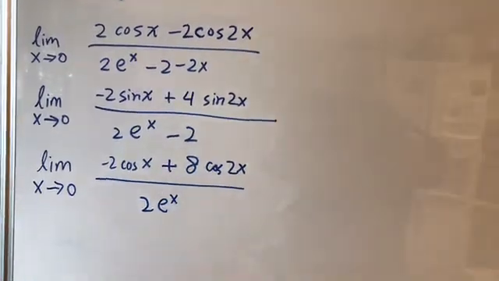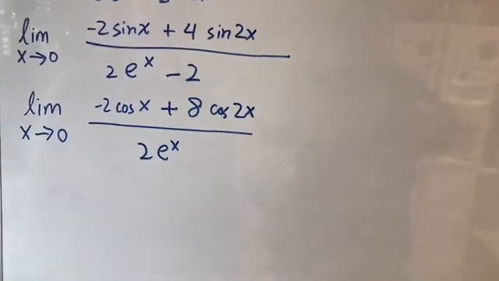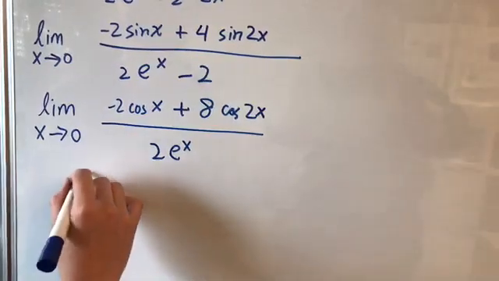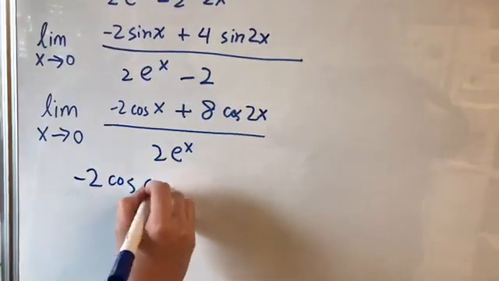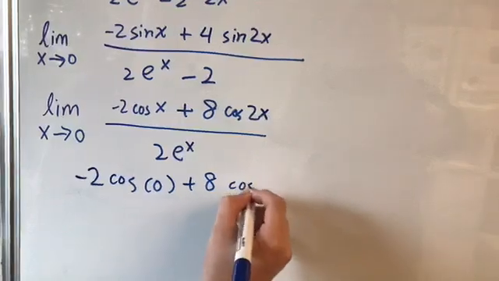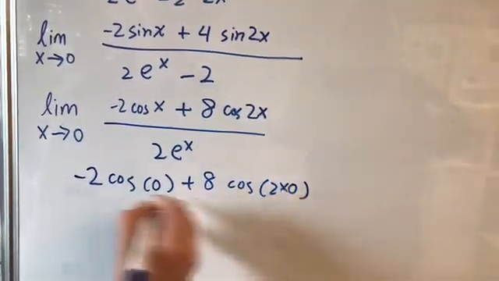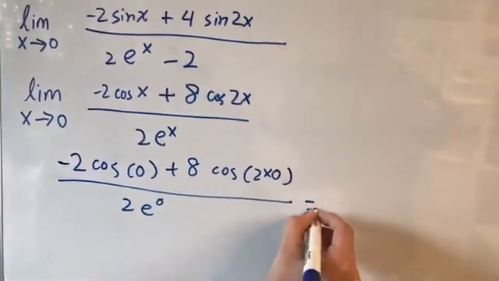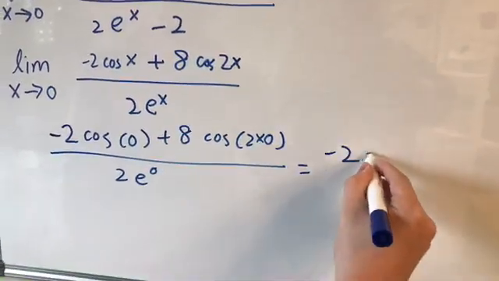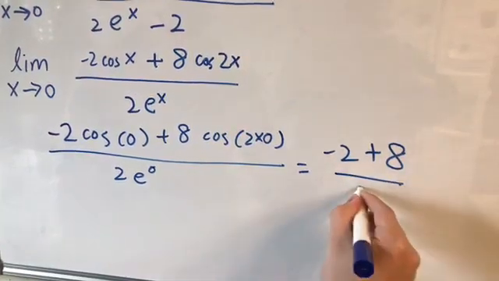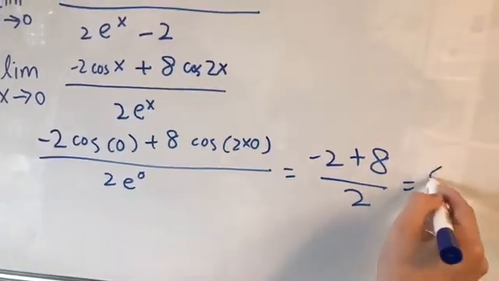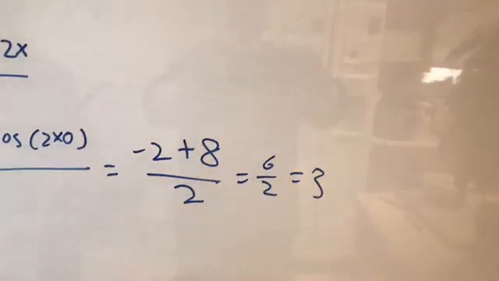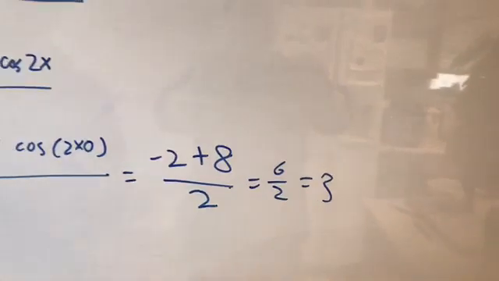And we see that we've finally got something that is of determinate form. If we put the x in, we get minus 2 cosine of 0 plus 8 cosine 2 times 0 over 2 e to the 0, which equals, well, negative 2 plus 8 over 2, which is 6 over 2, which equals 3. And after a lot of L'Hopital's rules, we have arrived at an answer of 3.